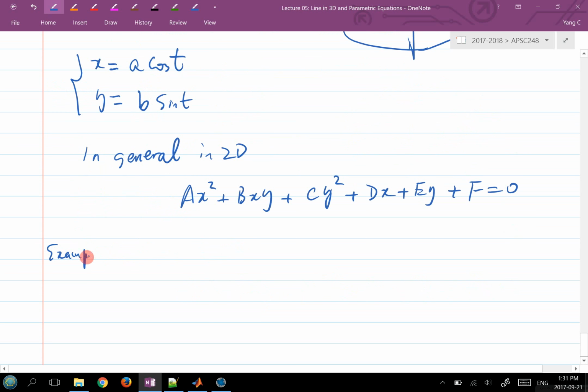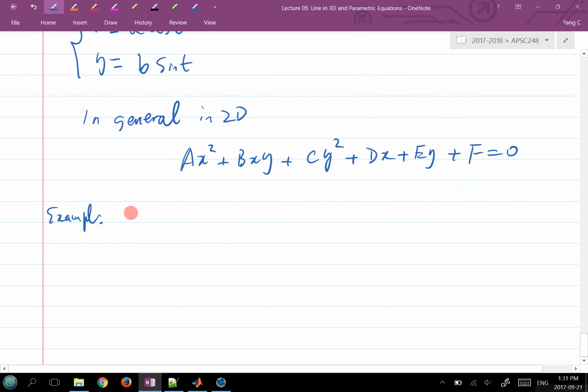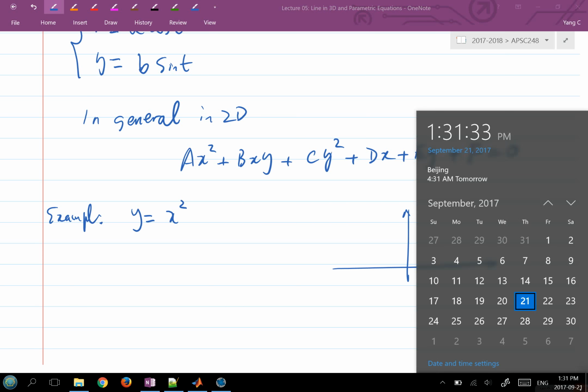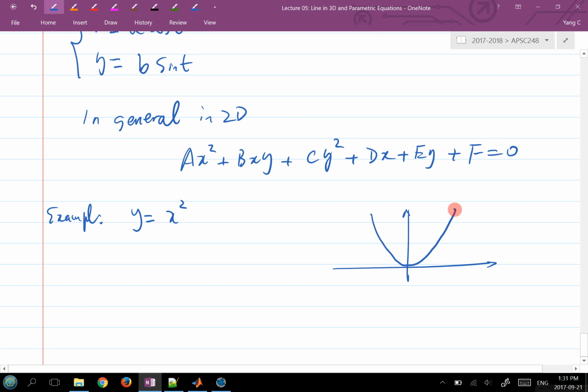So that's one example here. It covers the circle, covers the ellipse. Now let's look at another one, a very general curve: y equal to x squared. That's a very typical curve. It's basically a curve that looks like this, right? It's a parabola type of curve.